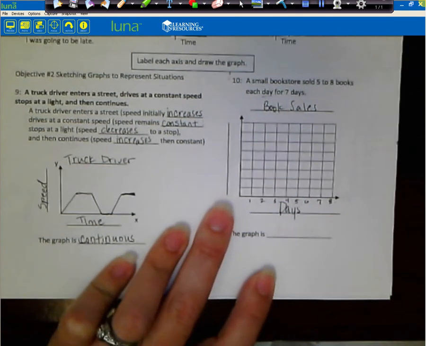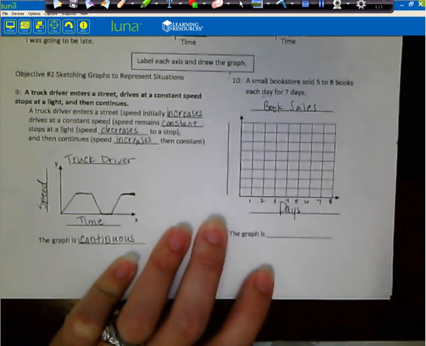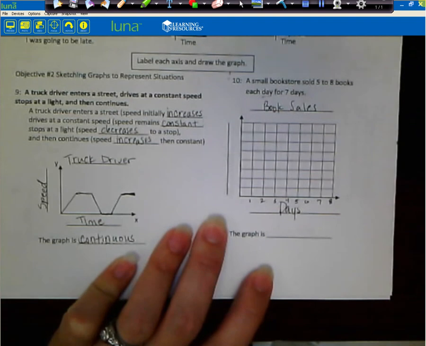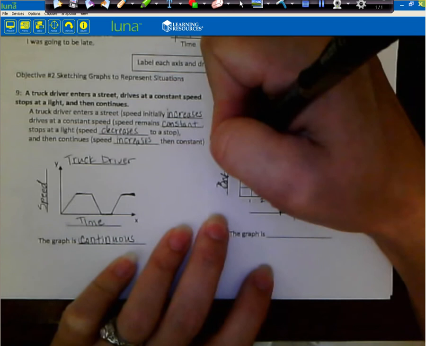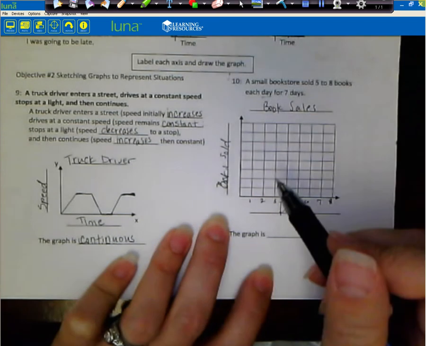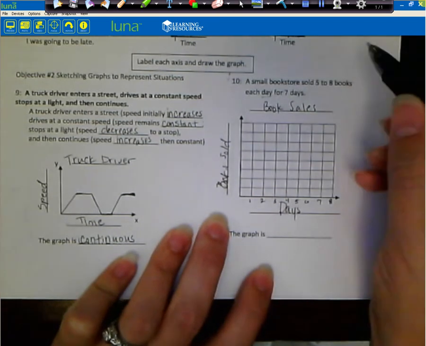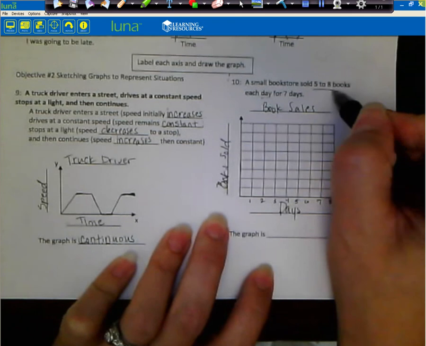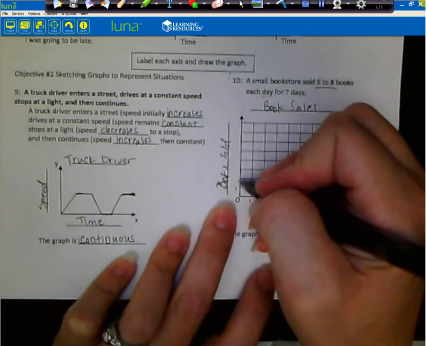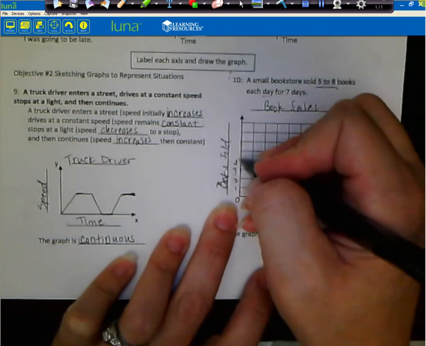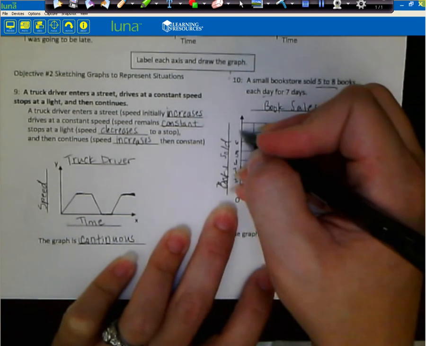Now up here we're looking at how many books were sold each day. So we're going to label our dependent axis books sold, because the number of books sold depends on how many days have passed. So we know that we're selling between 5 to 8 books each day. So I can go ahead and label this axis. This would be 0, 1, 2, 3, 4, 5, 6, 7, 8.